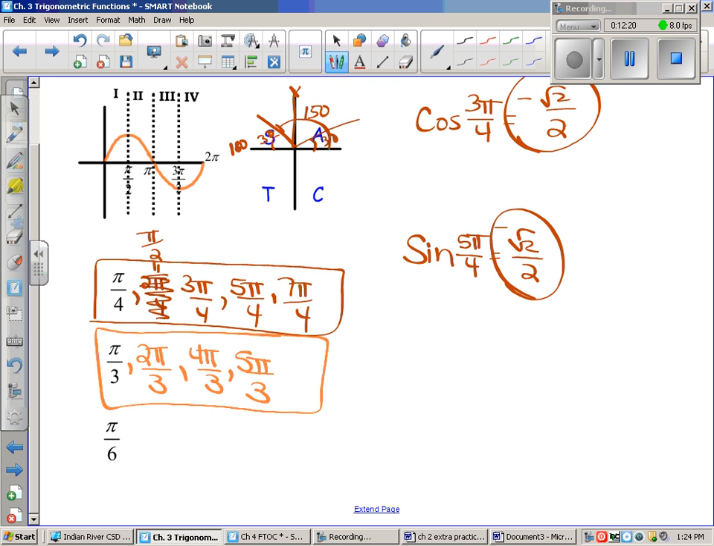So now what I'd like you to do for tomorrow's notes is pi over 6. And I'd like for you to discover what all the quadrants are. We already have the first quadrant. So I would like to know what's the second quadrant angle, the third quadrant pi over 6 angle, and the fourth quadrant pi over 6 angle.